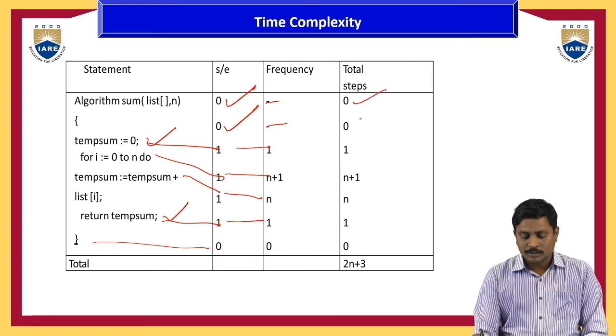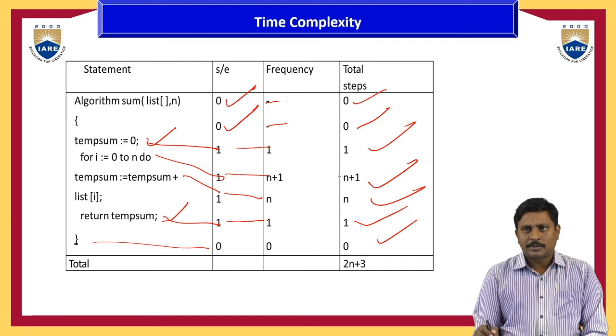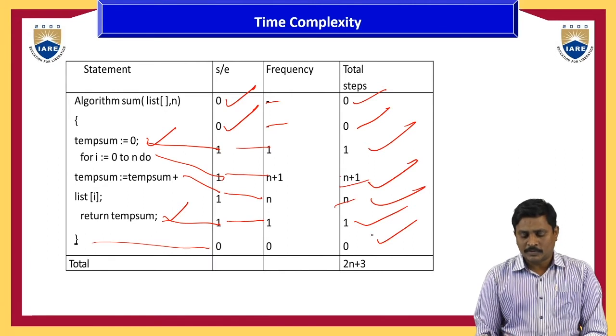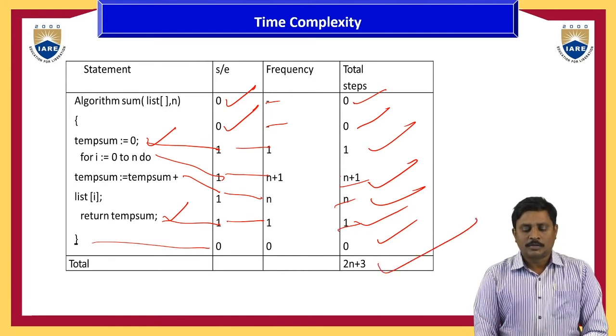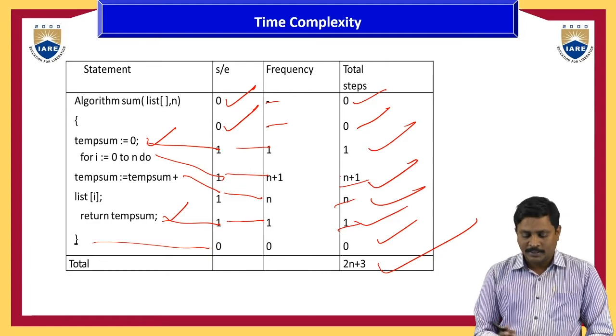Now 0, 0, 1 into 1 is 1, 1 into n plus 1 is n plus 1, 1 into n is n, 1 into 1 is 1, 0, 0, 0. We add all these values. 1 plus n plus 1 is n plus 2, plus n is 2n plus 2, plus 1 is 2n plus 3. So the time complexity of this algorithm is 2n plus 3.